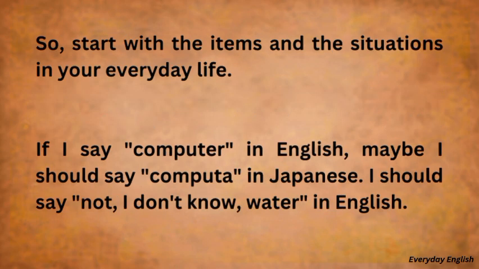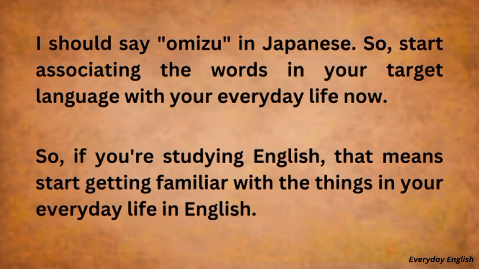So, start with the items and the situations in your everyday life. If I say computer in English, maybe I should say computer in Japanese. I should say not, I don't know, water in English. I should say omizu in Japanese. So, start associating the words in your target language with your everyday life now. If you're studying English, that means start getting familiar with the things in your everyday life in English.